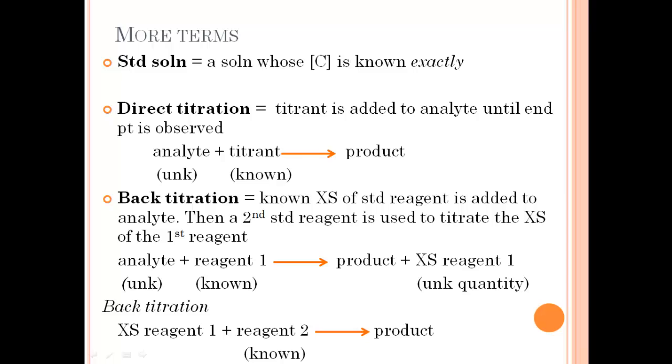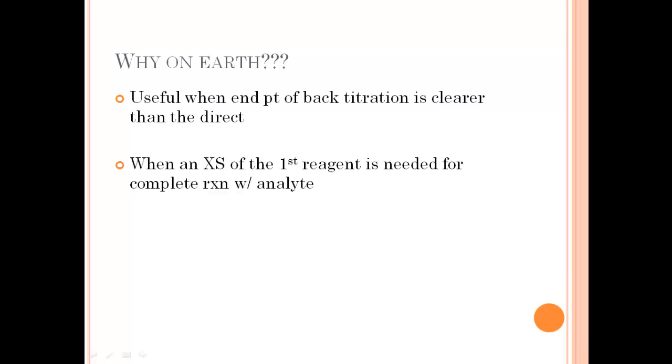Now, why on earth would people do this? Well, really simply, it's useful when the endpoint of the back titration is clearer than the direct. Okay, sometimes the direct titration is not really that good. It's not really easy to see. So they use this method. They react something with a known excess amount, and then they use that to titrate with another reagent that they can see easier. And then also when an excess of the first reagent is needed to completely react with the analyte. Of course, if you use excess of the standard reagent in that first reaction, you're going to ensure that complete reaction of the unknown. You're going to ensure that all of it is used.